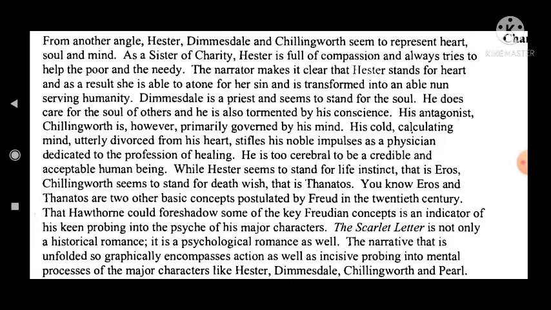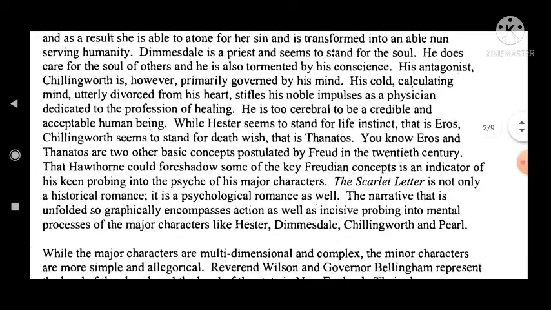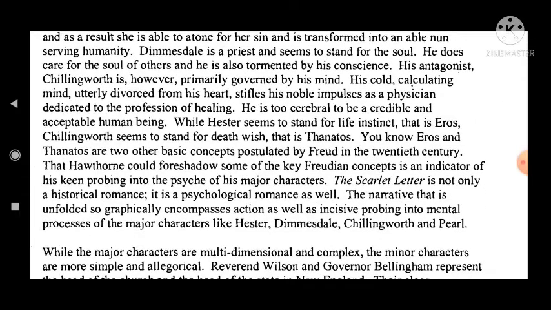While Hester seems to stand for life instinct, that is eros, Chillingworth seems to stand for death wish, that is thanatos. You know, eros and thanatos are two other basic concepts postulated by Freud in the 20th century.